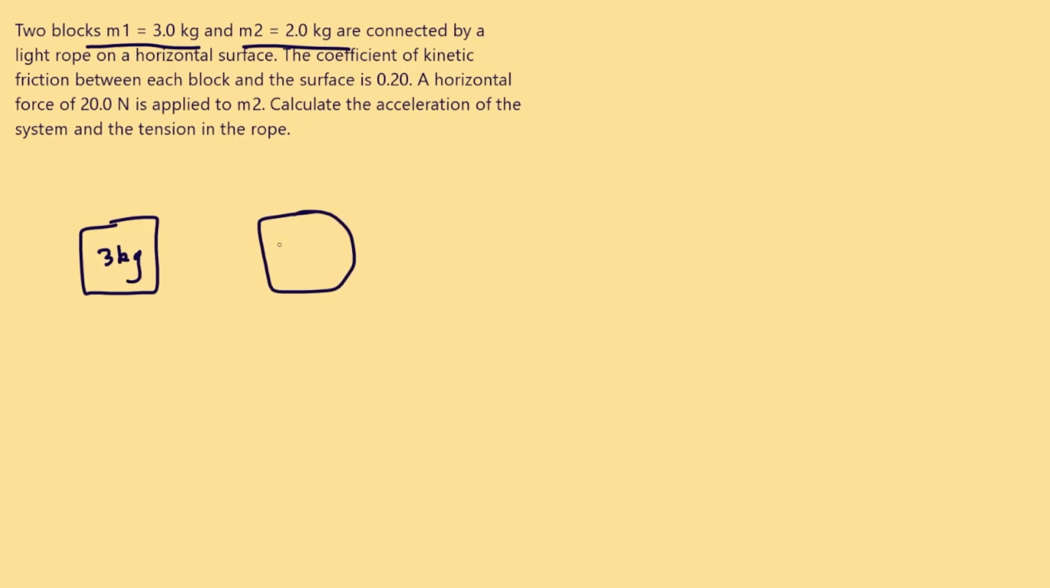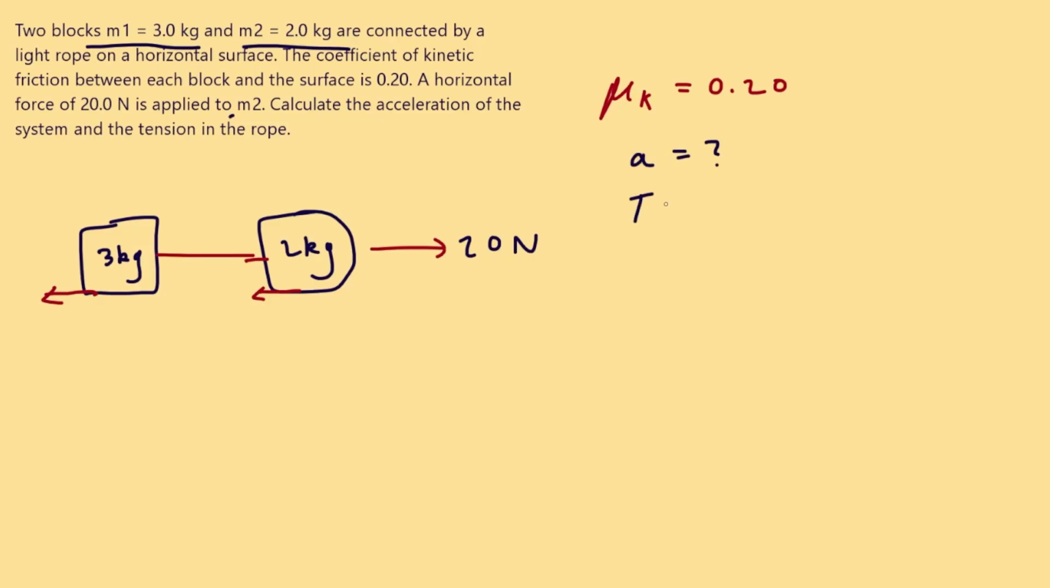They are 3 kilos and 2 kilos respectively, connected by rope on a horizontal surface again. The coefficient of kinetic friction between each block and the surface is 0.2. What does that mean? That means as we try and slide forward, kinetic friction will appear and oppose our motion. And the coefficient, represented with this symbol, is 0.20. A horizontal force of 20 newtons is applied to mass 2, so that would be this way. We have to find, again, the acceleration and the tension in the rope.